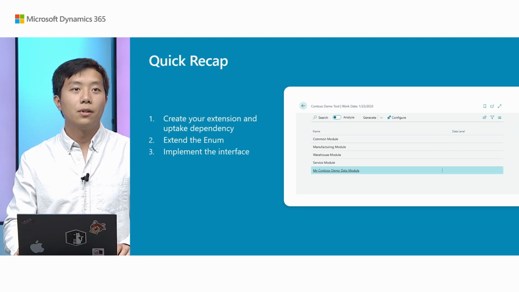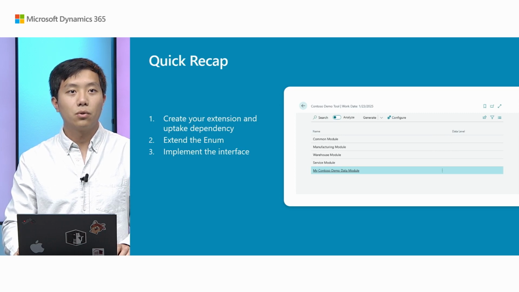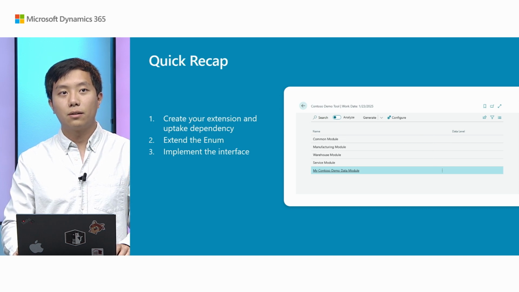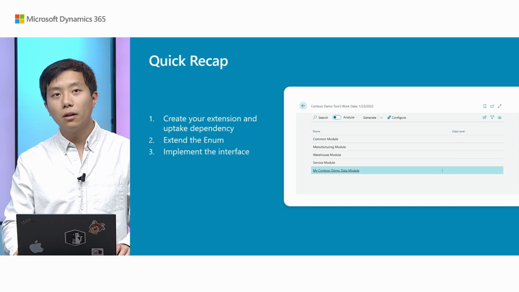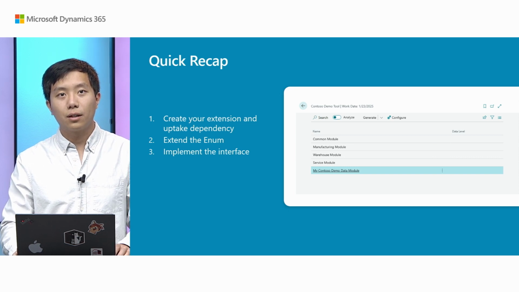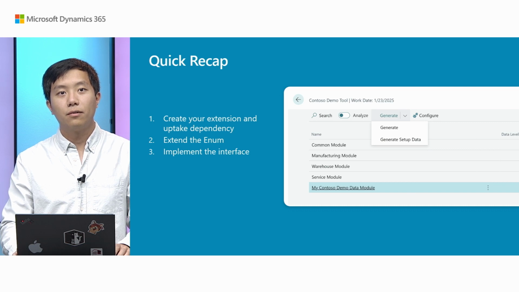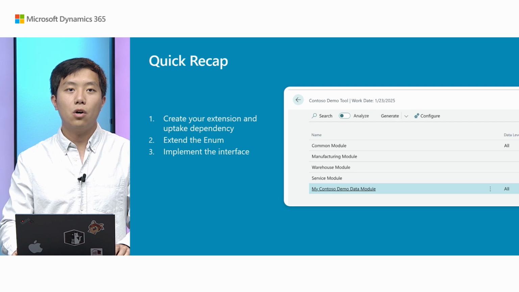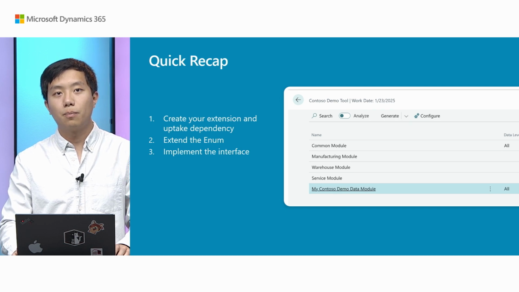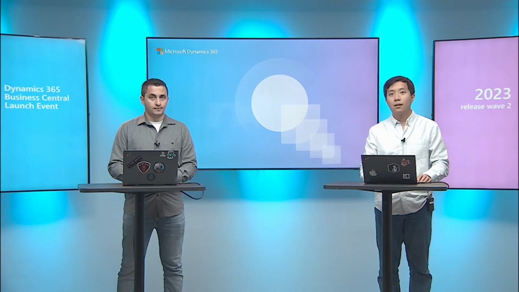Just a quick recap, it's fairly simple, three steps to create your own demo data module. Create your own extension and take the dependency, then extend the enum and implement the interface. After that, you publish or install your app. Then on the Contoso Demo Tool page, your demo module will show up here. After selecting your module, of course, click Generate. Then you can see your module and the dependency modules will be generated. And that's all from me.